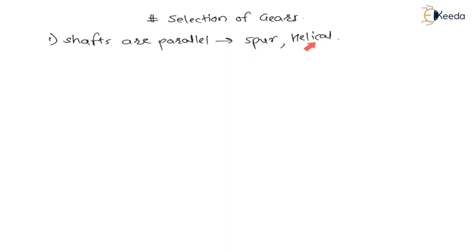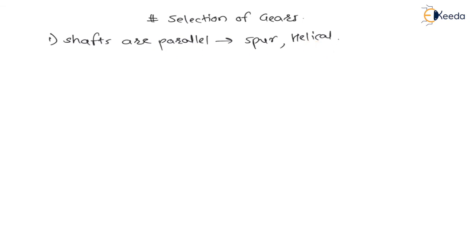Now, the selection of gears depends on various parameters. First, if shafts are parallel, then we have two types: we can use a spur gear or a helical gear. Spur gear is cheaper and helical gear is a little bit costlier. But in case of spur gear, due to sudden engagement and disengagement, there are impact stresses. In case of helical gear, this problem is eliminated. There is a gradual engagement, therefore there are no impact stresses, as we have already discussed. Therefore, for high speed power transmission with parallel shafts, helical gears are used.